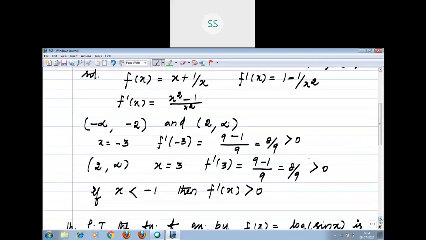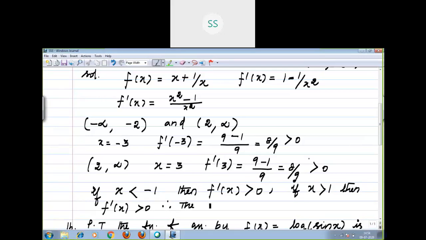Then, here itself you can write, if x greater than 1, then the derivative is greater than 0. You gave a proof for it, right? For x less than minus 1 also the function is strictly increasing. For x greater than 1 also the function is strictly increasing.